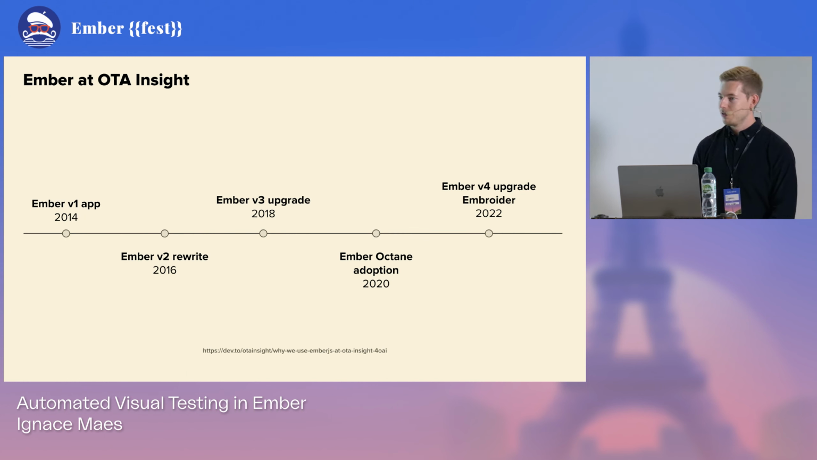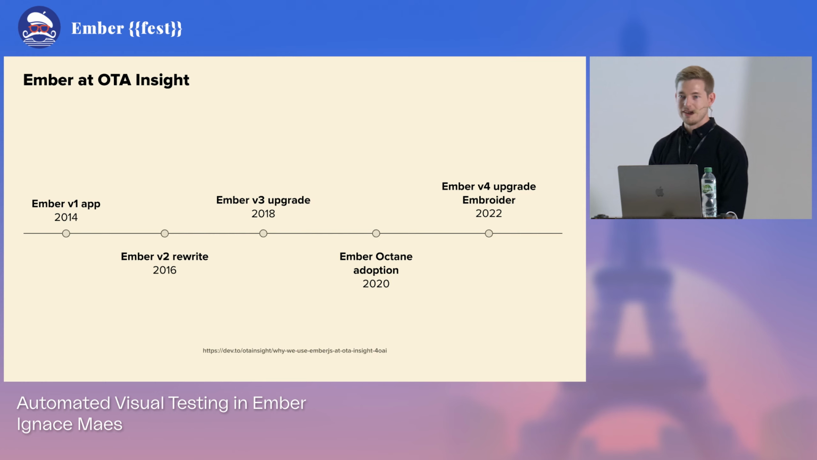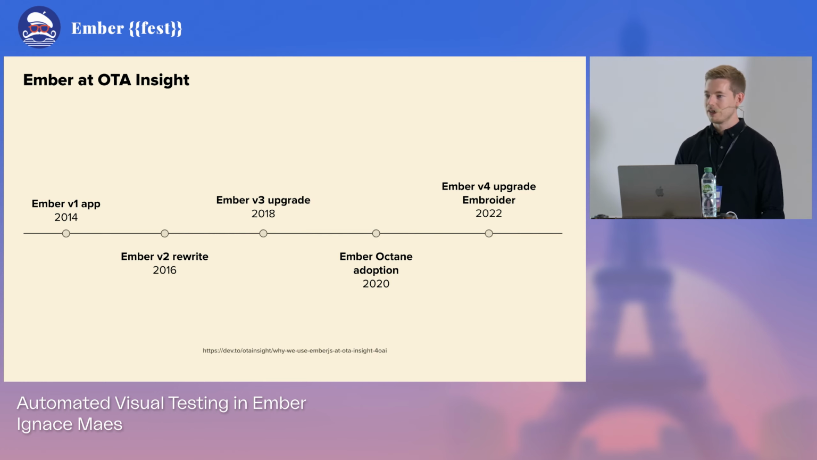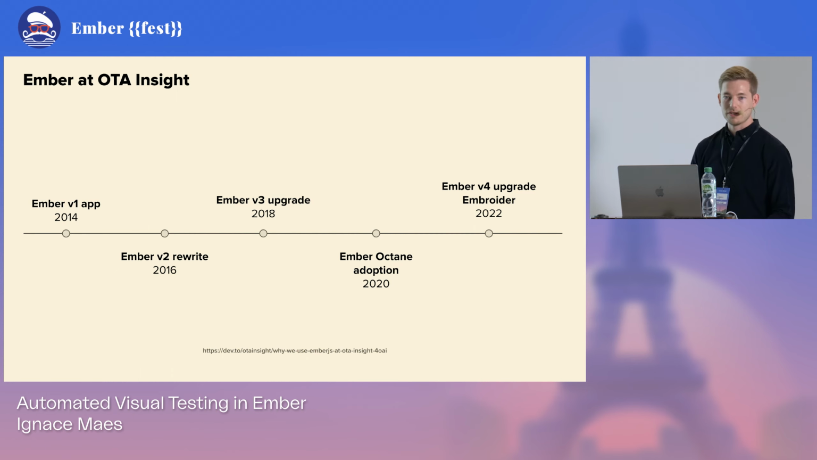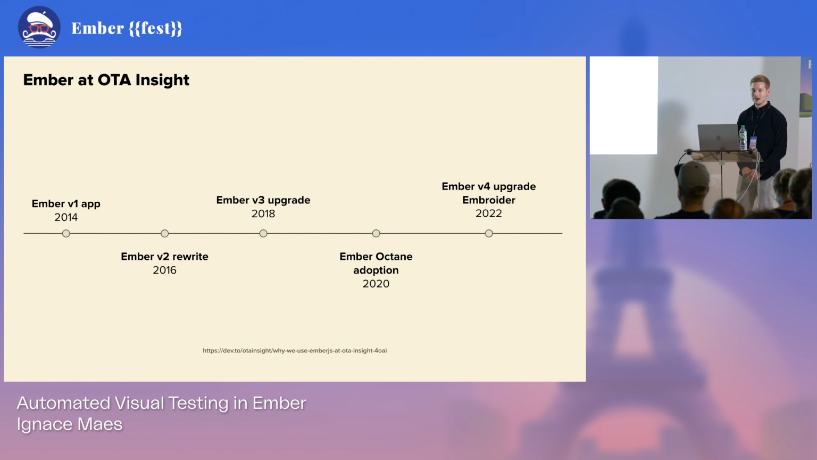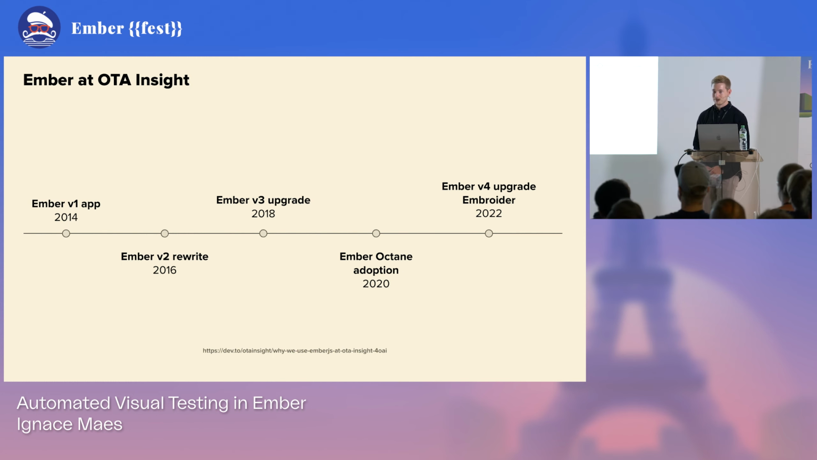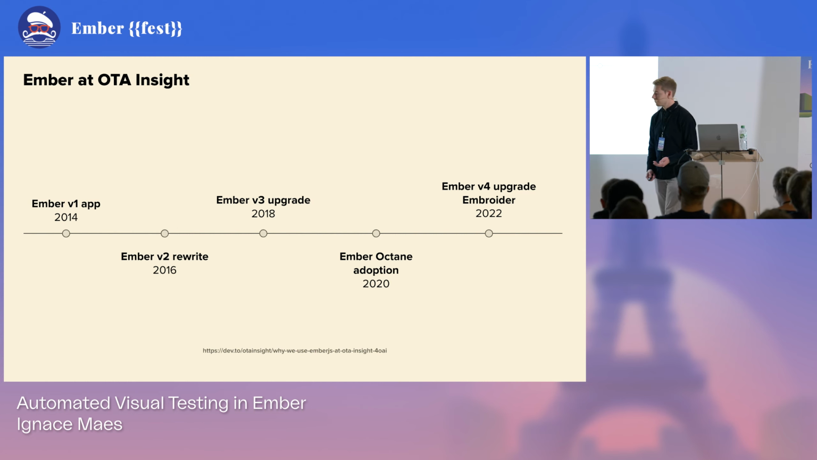A bit about OTA Insight as well, because I think it's an interesting history. We have a very long history with Ember. Our first app started in 2014. That was back then an Ember version 1 app. It's already quite a long time ago. Back then we were a startup, things were moving fast. There were a lot of things that broke, but in the end, in 2016, we decided to do a full rewrite. Because at this time, at a startup, you can still move fast.